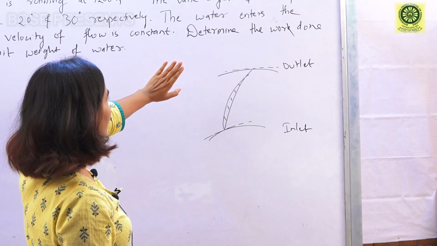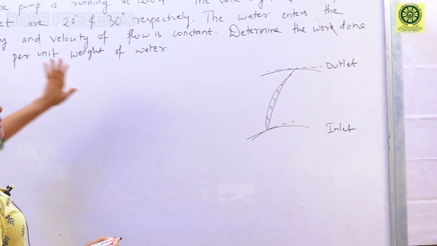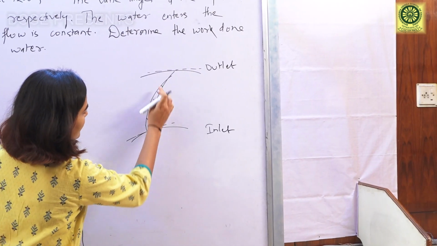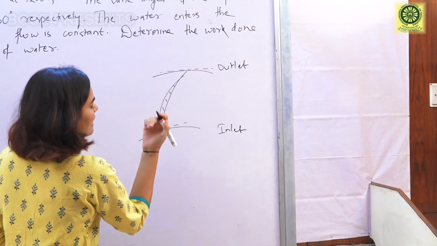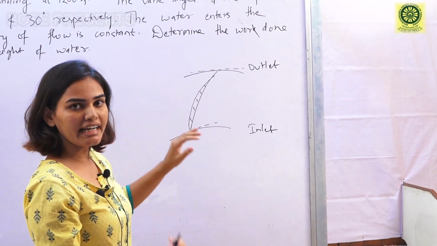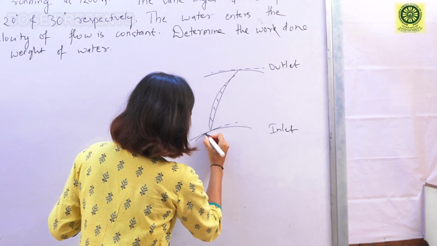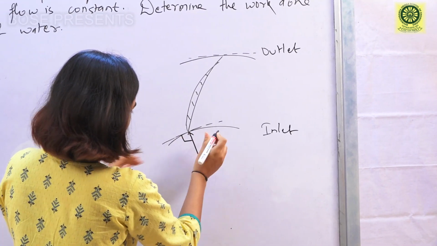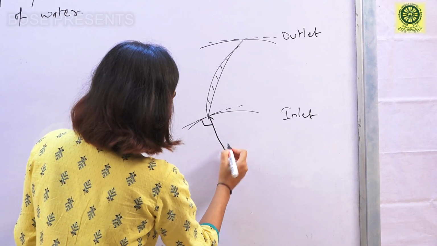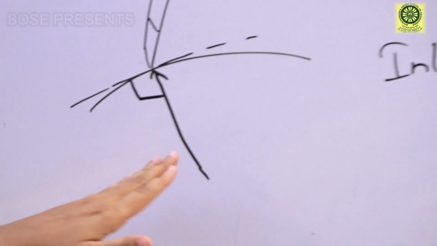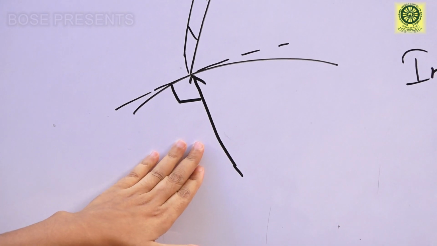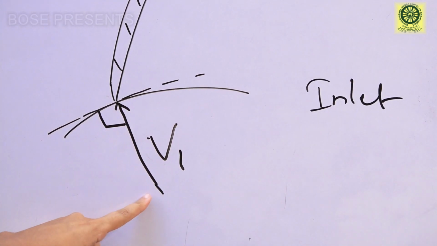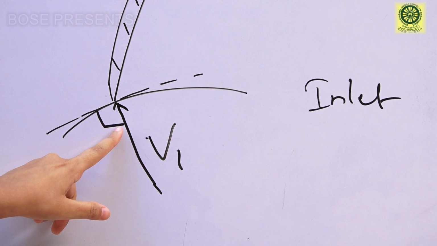So this question is saying that water enters the impeller radially. So this is the tangent to the inlet and this is the tangent to the outlet. Water entering radially means it is making a 90-degree angle to the inlet tangent. So let's say water is entering like this. We denote the absolute velocity of water as V1, so water is entering at the absolute velocity V1.